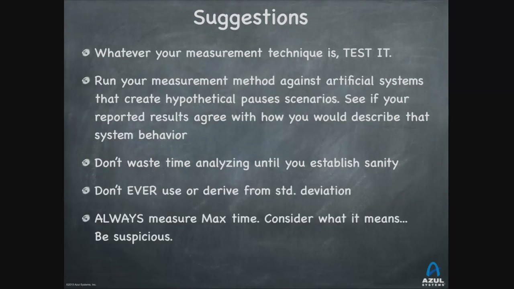Whatever your measurement system is, test your measurement system first. And don't waste your time looking at results for real stuff before you did a sanity check. Control Z is your friend. You can create exactly the scenario I described here, or one that pauses for 10% of the time, or whatever it is. And if you make a system do something bad, and your test generator doesn't tell you it did something bad, none of the rest of the data means anything. So don't waste your time looking at that data. Okay? The first thing to do is calibrate your tools.